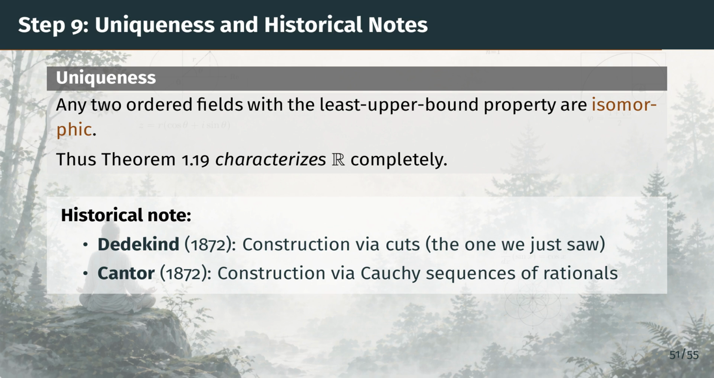A remarkable fact, which Rudin states without proof, is that any two ordered fields with the least upper bound property are isomorphic. This means there is essentially only one such field, the real numbers. Our construction via Dedekind cuts is one way to build it. Cantor's construction using equivalence classes of Cauchy sequences is another. Both were published in 1872. The two approaches are quite different in flavor, but they produce isomorphic results.